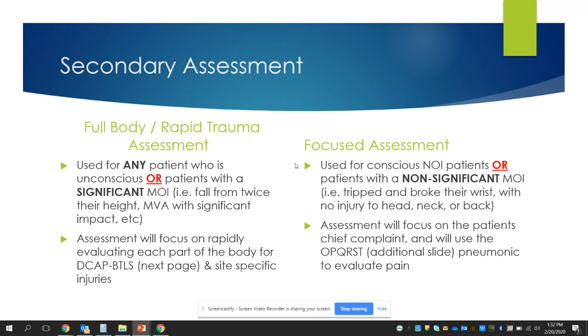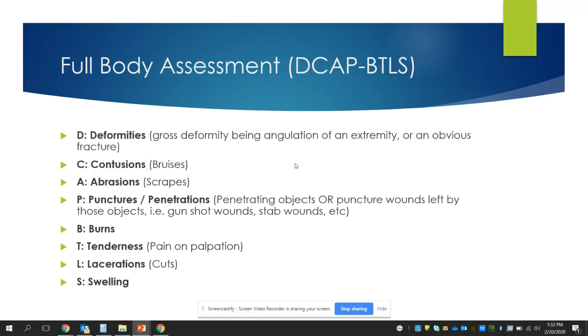When you do a focused or a medical assessment, this could be for a patient with a non-significant traumatic injury, just like a simple fall. They didn't get dizzy or anything, no injury to the head, neck, back, nothing like that. So a simple injury, or anybody with a medical related complaint. And here we're going to use more of an OPQRST evaluation, which we'll get to in just a second.